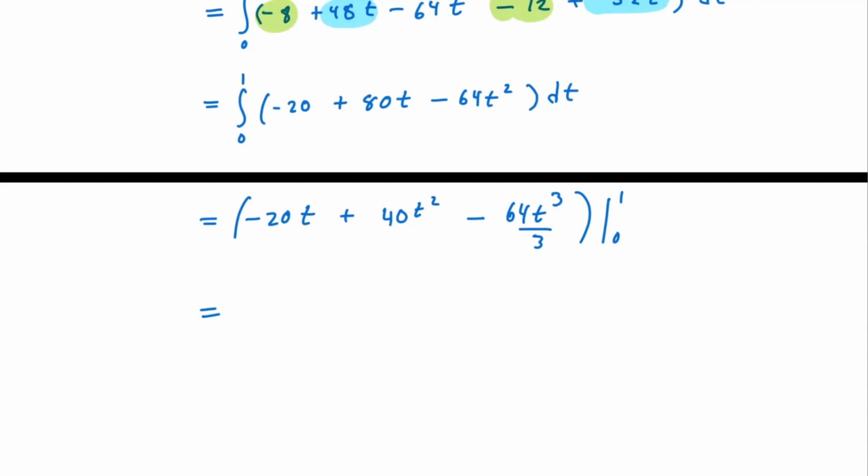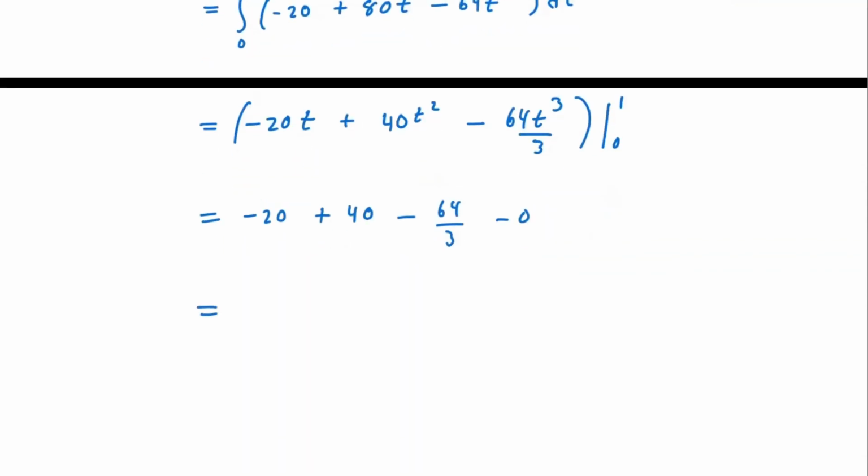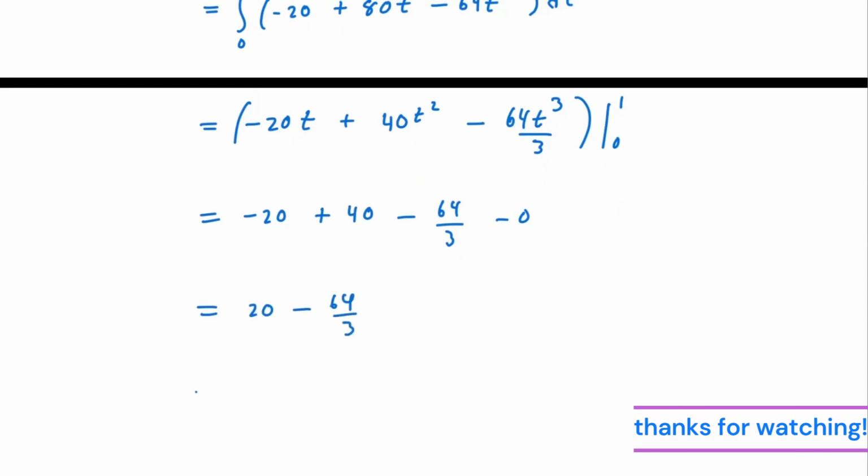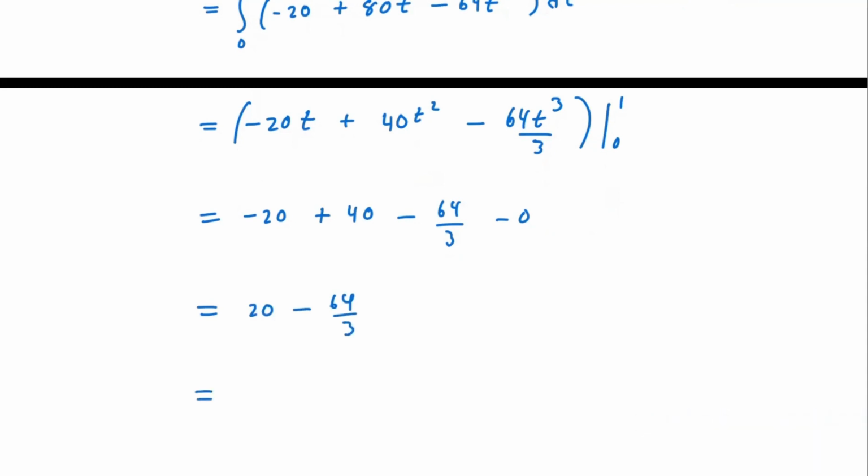Let's plug in the 1. We have -20 times 1, that's -20, plus 40 times 1 squared, that's 40, minus 64 times 1 to the third over 3. When you plug in 0, you get 0, so just that. Combining our numbers, we have 20 minus 64 over 3, and putting them over a common denominator, the simplified answer is -4 over 3. That's the work done for this particular example.